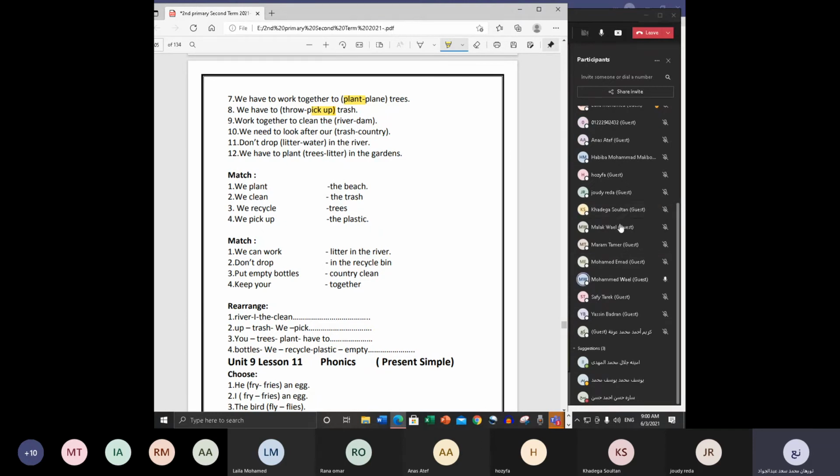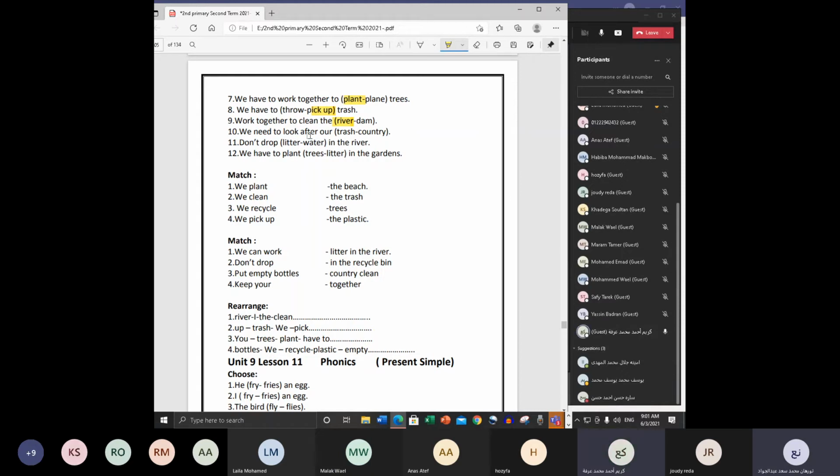Number 9, Malak Wael. Work together to clean the river or dam? Dam. No, we have to say river. Work together to keep the river clean. Okay, river. Thank you, Malak.